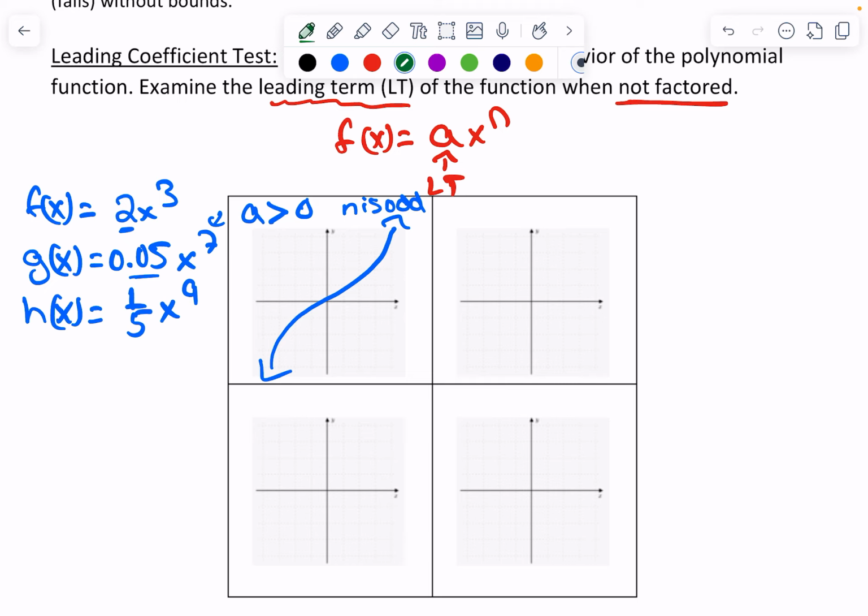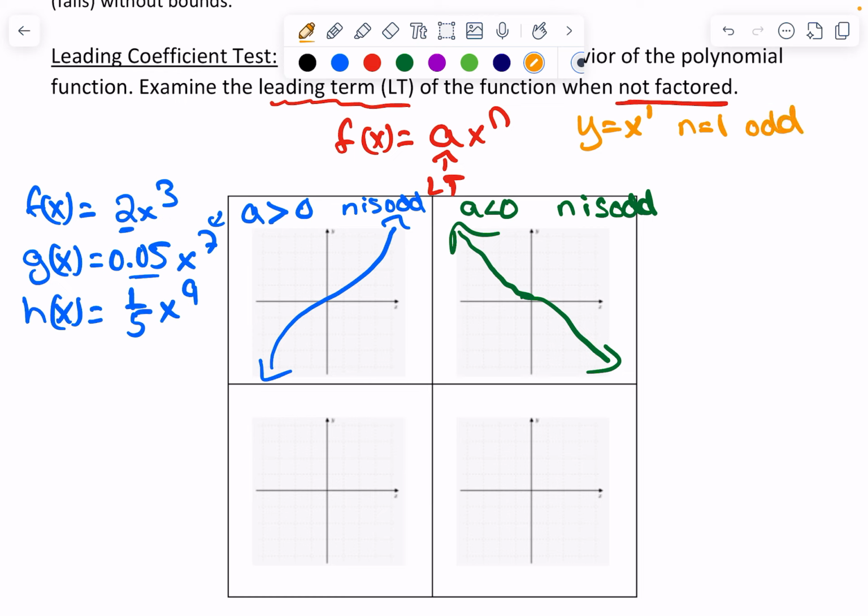Okay, next one, we're going to look at what happens when a is less than 0, and we are going to keep n as odd still. So what actually happens is that it comes from the left and goes down like this. If you're struggling with these, think about a straight line. If we have y equals x, our degree here is 1, which means that it is odd, right?